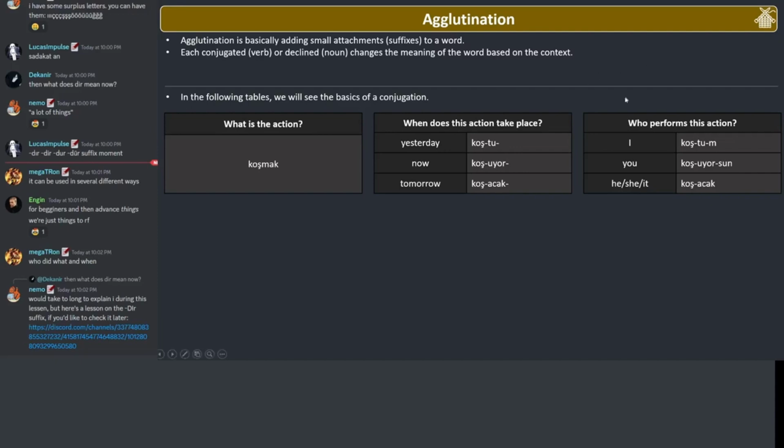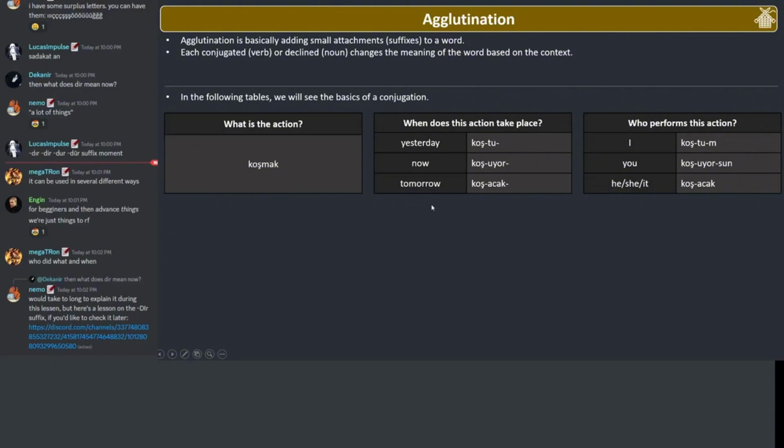So maybe it is I that is performing the action. It is I that is running. Ben koşuyorum. Or ben koştum in the past. Or sen koşuyorsun. These endings are called personal markers. They show the person of the action. This is how agglutination works: you put one piece each time. First the tense, the time, and then the person. Okay?